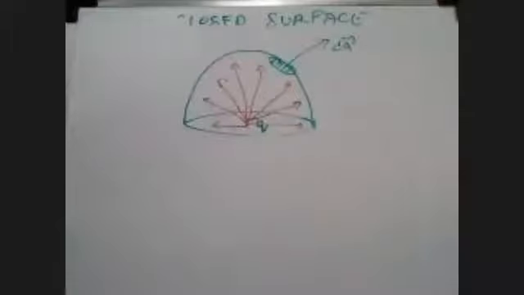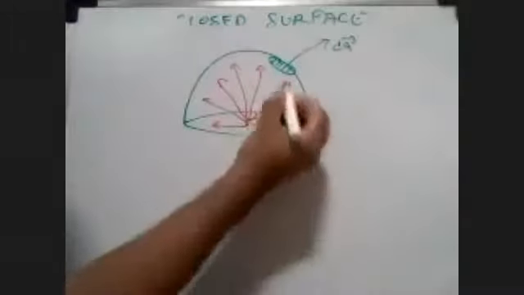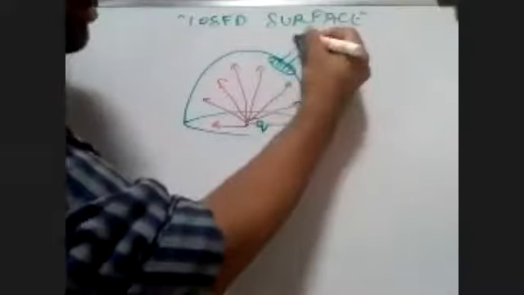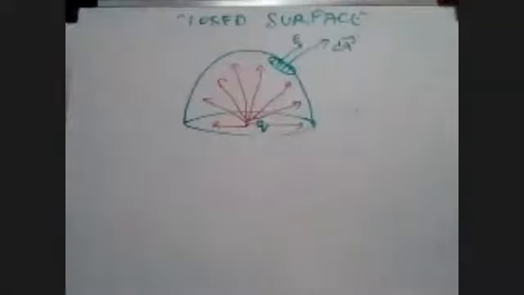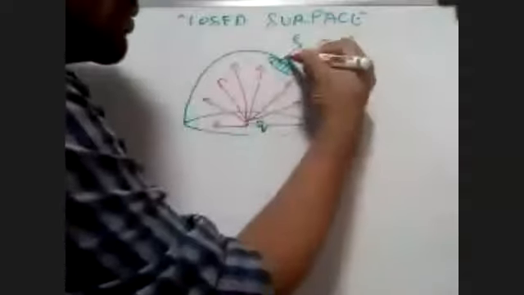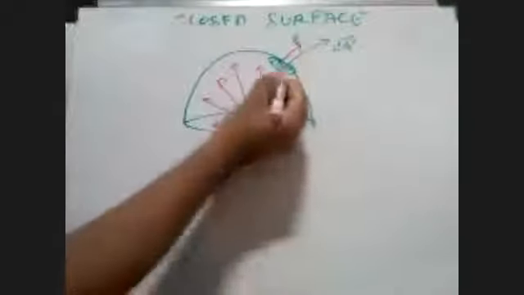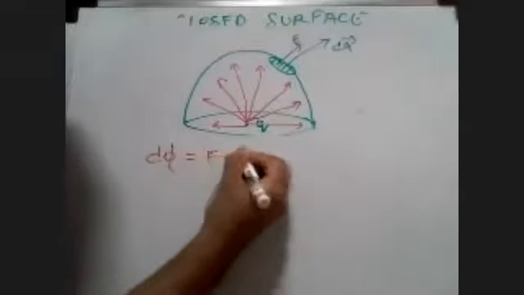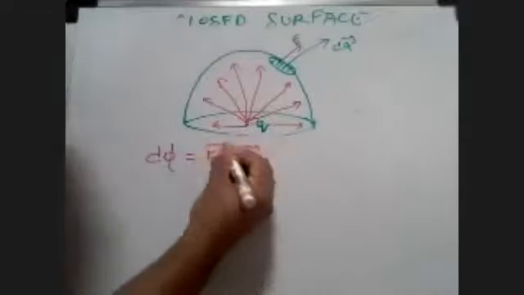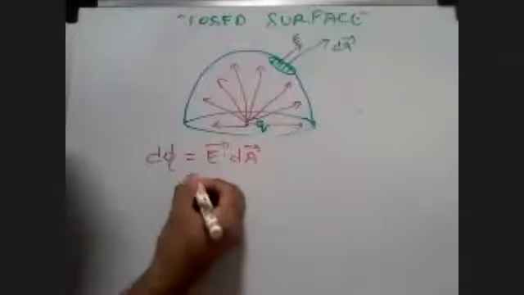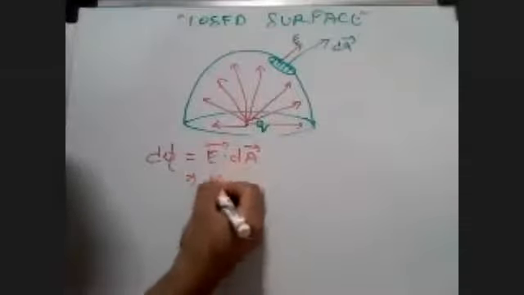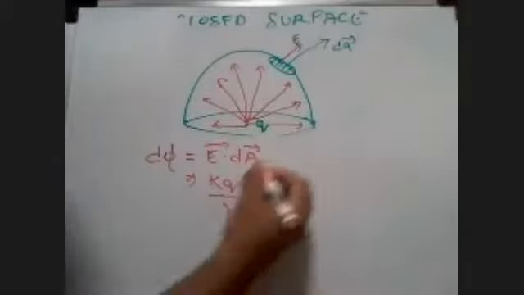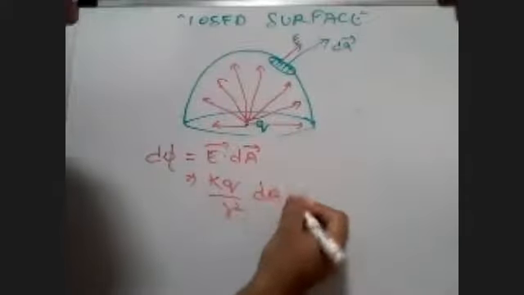So what is d phi going to be? The electric field through this small area is also going to be parallel, like this, through the small area. So d phi is going to be E dot dA. Am I right? And what was E? KQ by R square. Understood this? KQ by R square, dA cos theta.